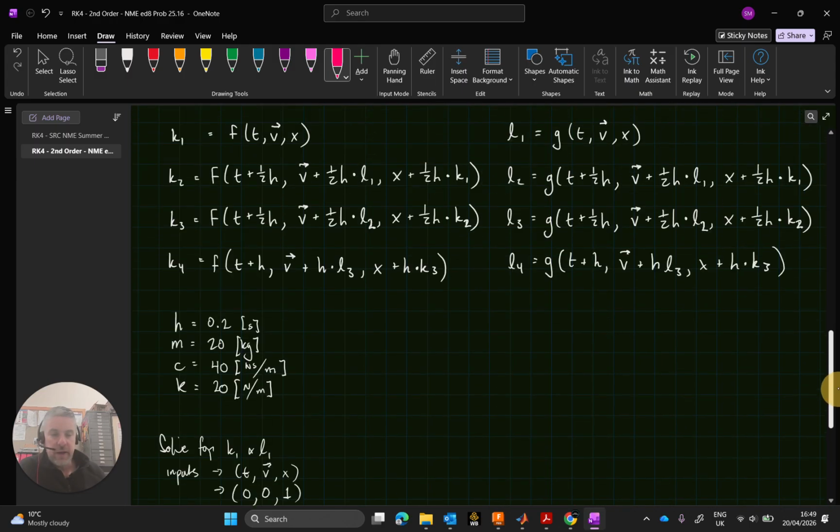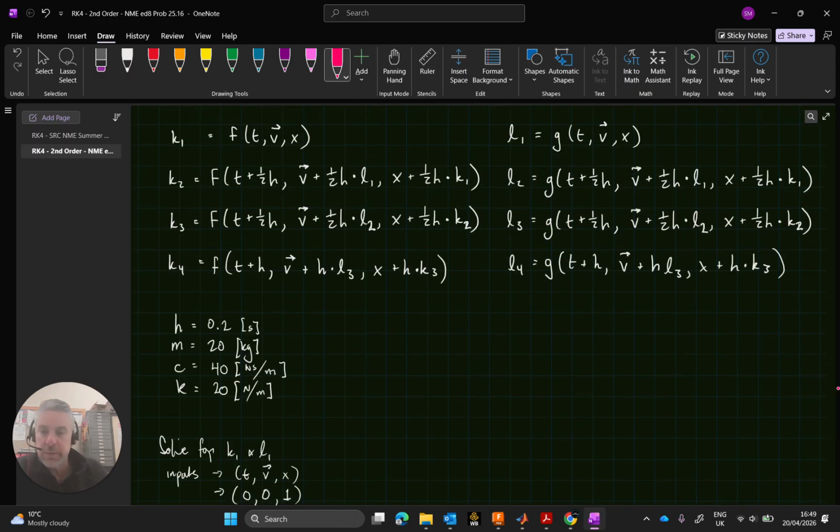Now, for K2 and L2, you'll notice here that I need to make adjustments to my independent and dependent input values. My T input, I must adjust my current T value by adding on half a step size to it. I must adjust my current V input value by adding in this height, which is given by half a step size, which is a rise multiplied by a slope. Or a run by a slope gives me a rise. The slope I'm going to use is the slope that was determined in the previous step. For V, it's the slope that's been determined there for L1. And of course for X, I'm going to adjust that by 1/2 of H by K1.